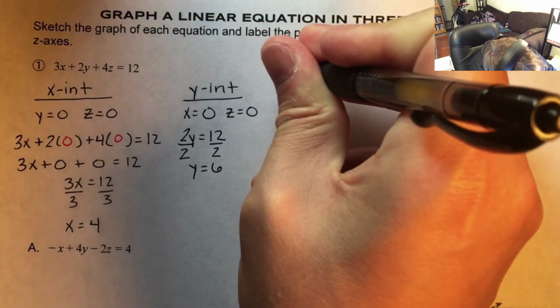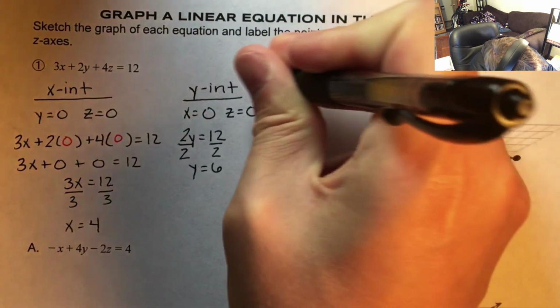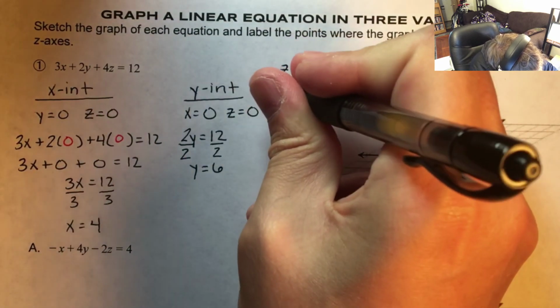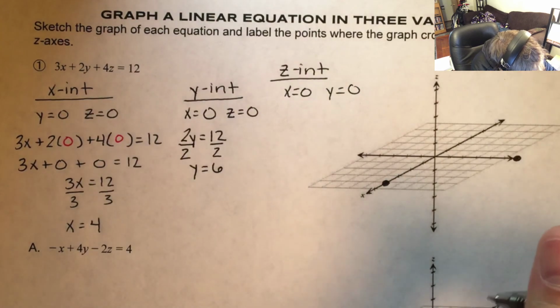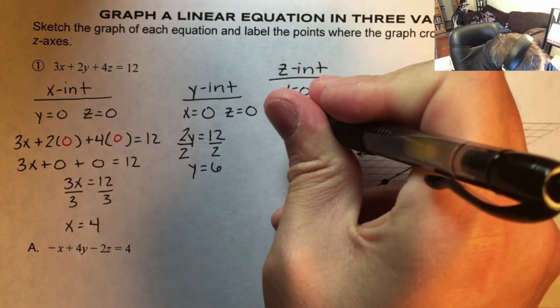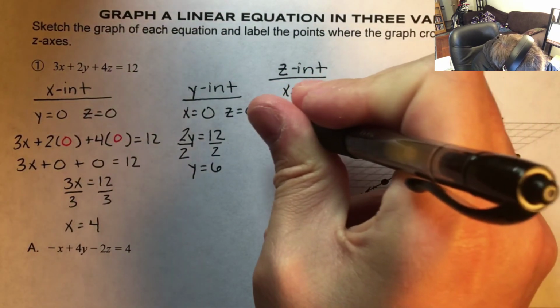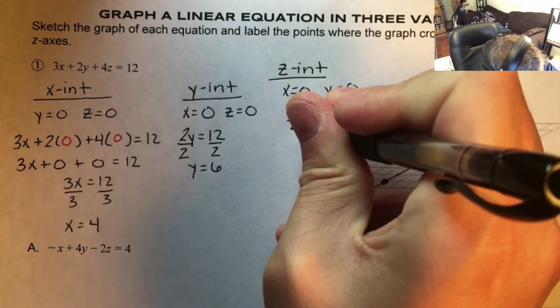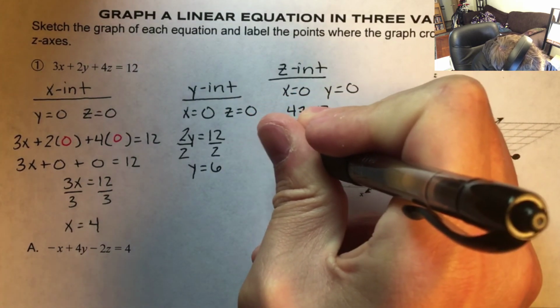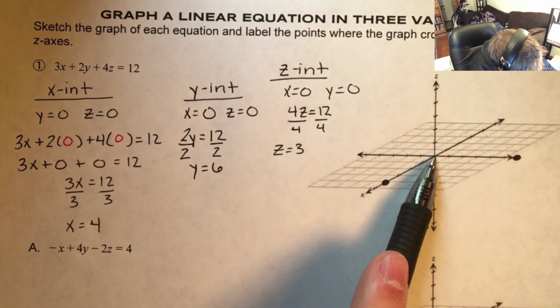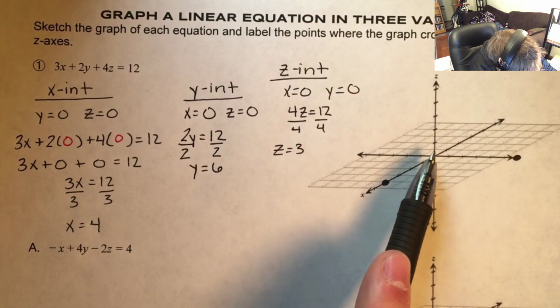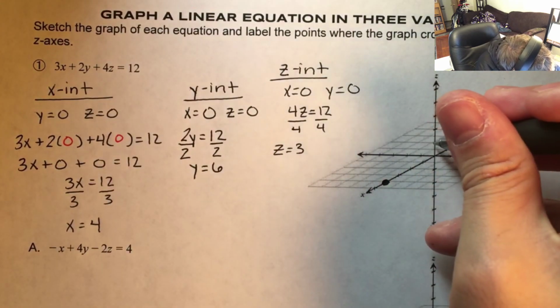Okay, last one. Let's do the z-intercept. If you haven't figured out, we will know that x is 0 and y is 0. So then that means 4z is going to be equal to 12. Divide by 4. That means z is going to be equal to 3. So now I have the ordered pair 0, 0, 3. So x is 0, stay put. Y is 0, stay put. Z is 3, move up 3 units. 1, 2, 3.